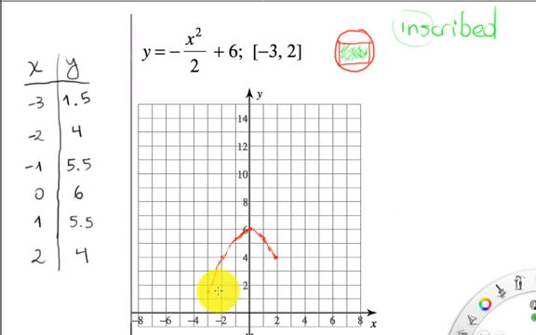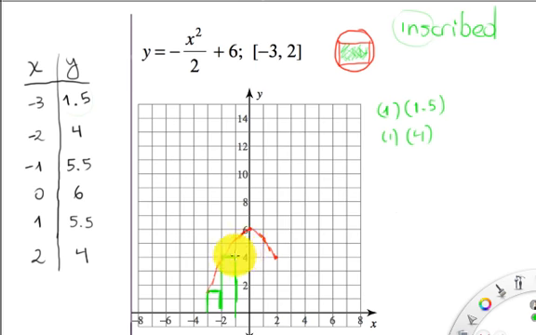For instance, I'm going to start over here, and I want rectangles that don't come out. So at -3, my function value is 1.5. So I have a width of 1 times 1.5. We're going to continue over here, and I'm going to go to my next function value, which is at -2, 4. And I want to stay inside the curve.